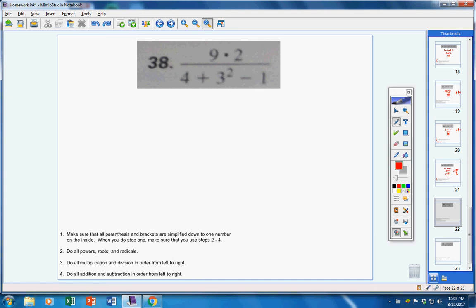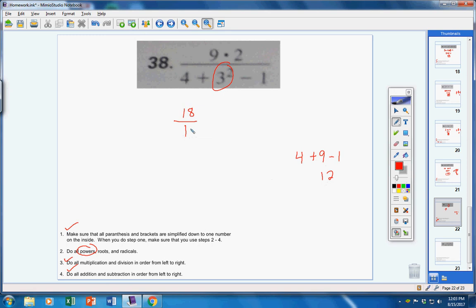Alright, let's go to the numerator, okay? Let's simplify the numerator. 9 times 2 is 18, alright? Now let's simplify the denominator. I see no parentheses or brackets to worry about. I do see an exponent though, okay? 4 plus 9 minus 1 because 3 squared is 9. Okay, no multiplication or division, so let's finish it up. 4 plus 9 is 13, minus 1 is 12.